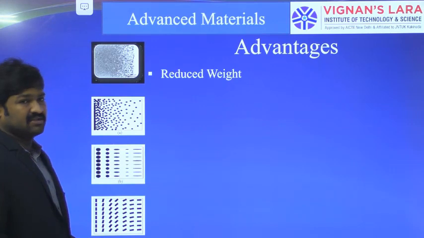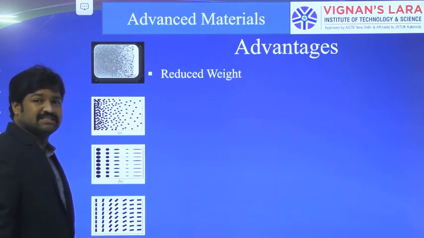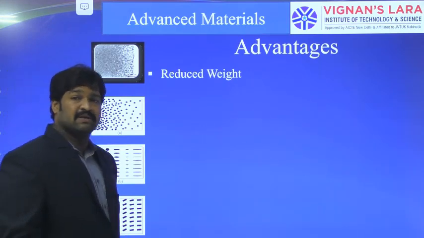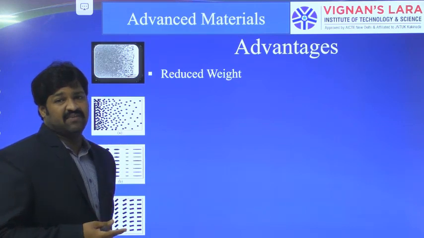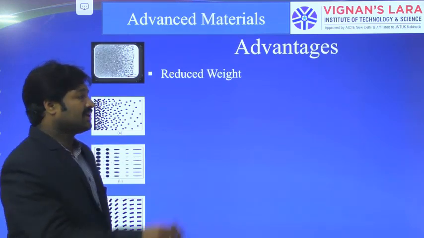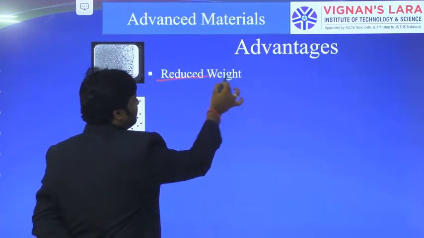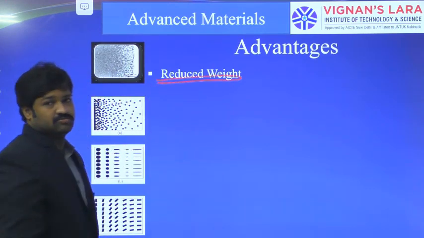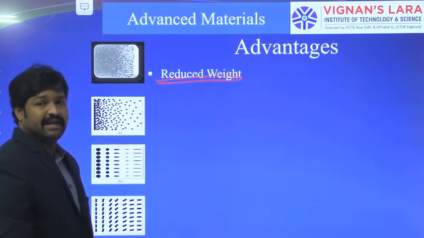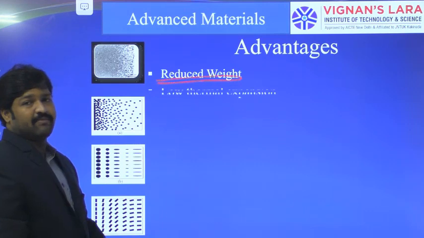Next, advantages. As we discussed, many metallic components can be replaced with a single functionally graded material, so that the weight of the component can be reduced. So reduced weight can be attained by means of functionally graded materials.